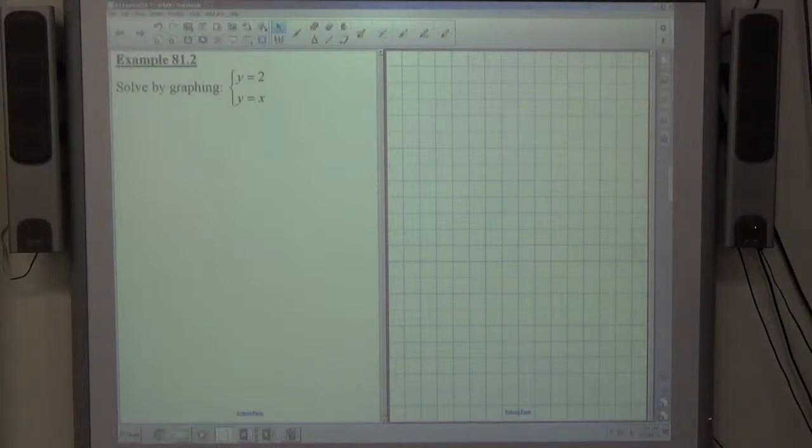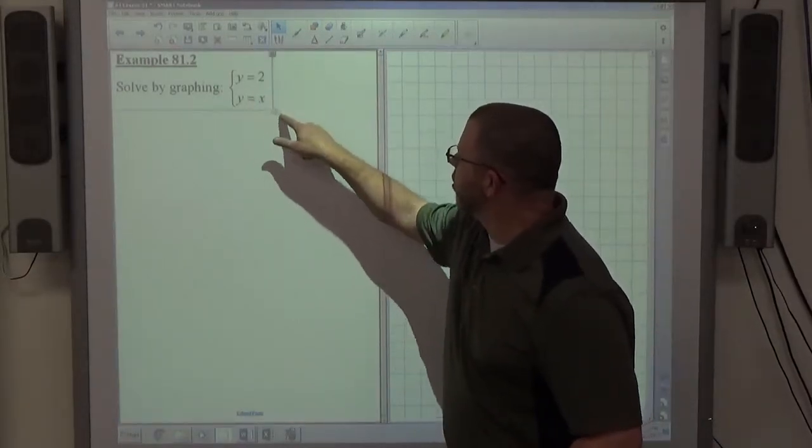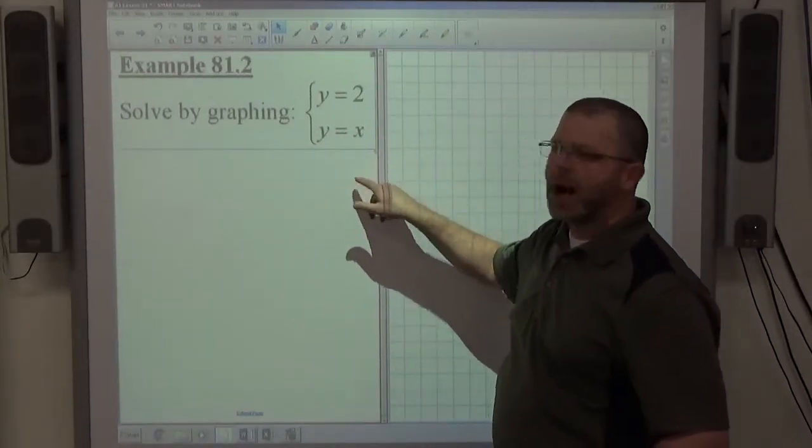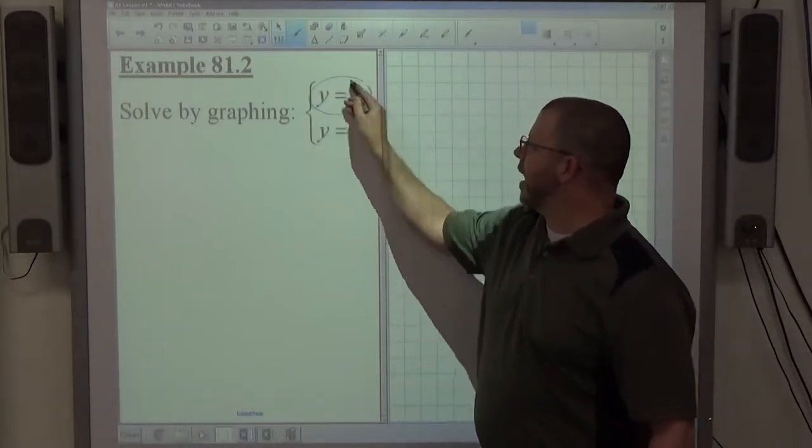Okay, looking at example 2, solve by graphing y equals 2, y equals x. Now something I didn't mention on the first problem that I probably should have was both of those were slanted lines because both of those had a y and an x variable in it. If you take a look at y equals 2, there's no x.